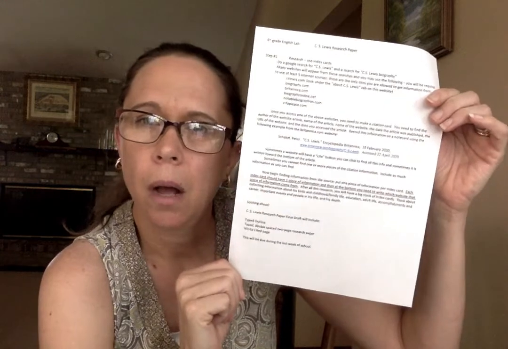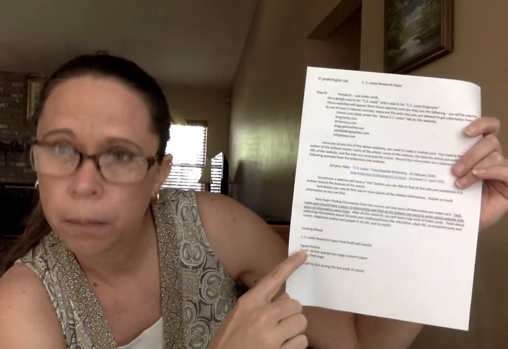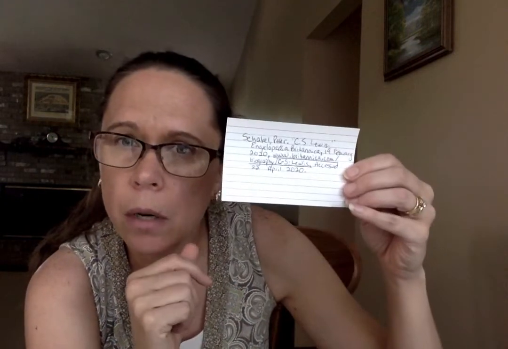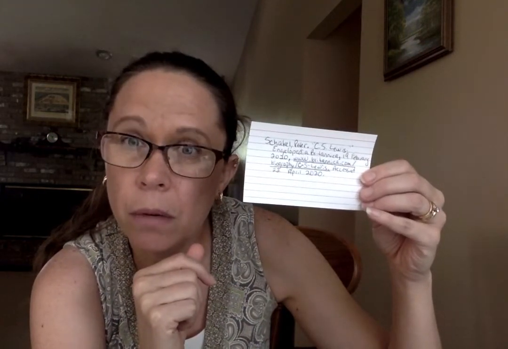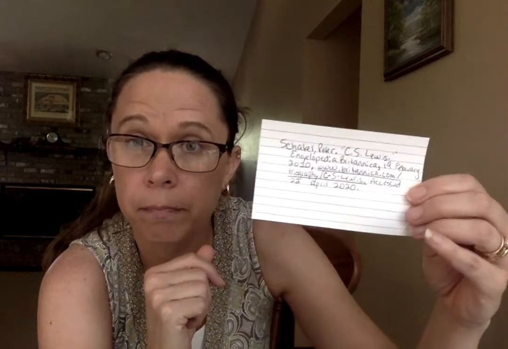Don't get behind. At the bottom of your paper, I kind of gave you a heads up as to what our final product is going to look like. You're going to end up having a typed outline, a two-page typed research paper, and then a works cited page. If you create your citation cards exactly in the order that I've given you, this is what goes on the works cited page.